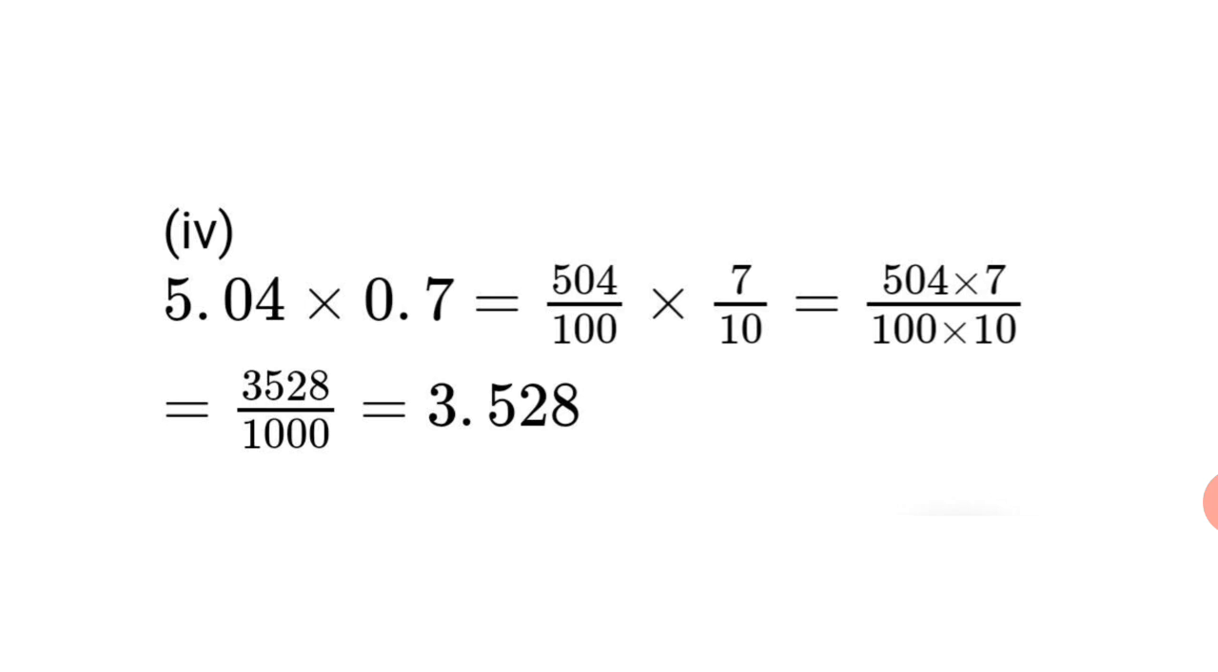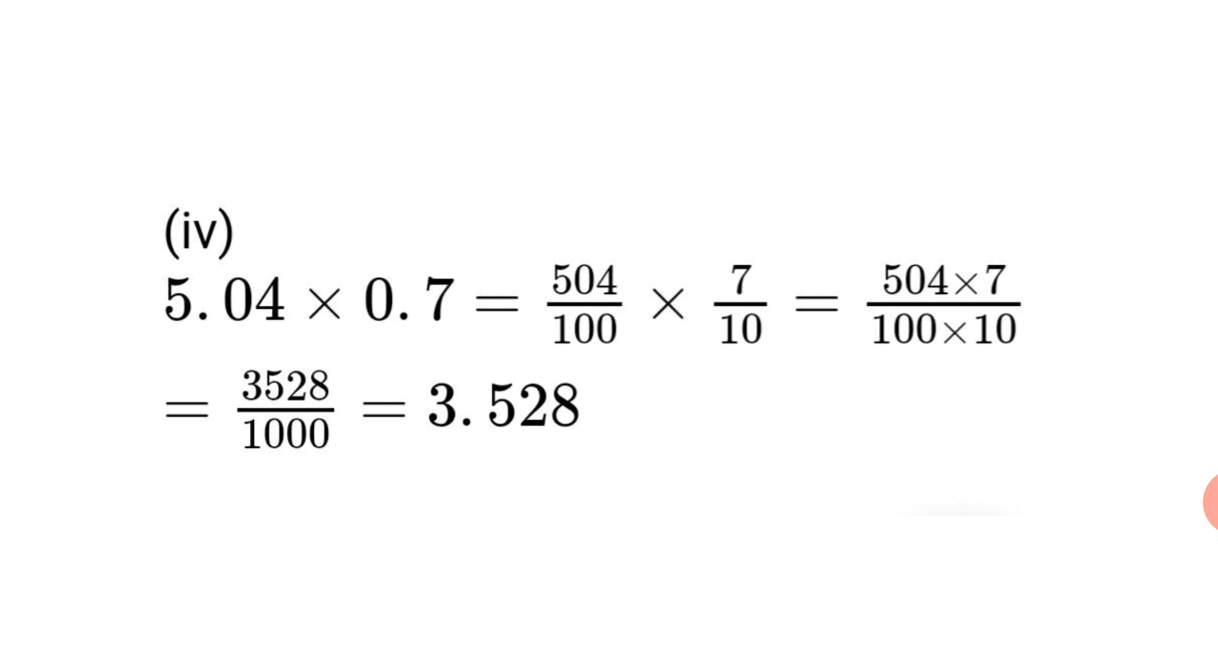3.528. Okay, here also you see that first we convert into common fraction, then multiply, and then again convert the answer into a decimal fraction. 3 zeros, that means in the number 3528 also there should be 3 places after the decimal point. Hence the point comes between 3 and 5. 3.528. Okay, so like this we have solved the 4 sub questions of question number 3.